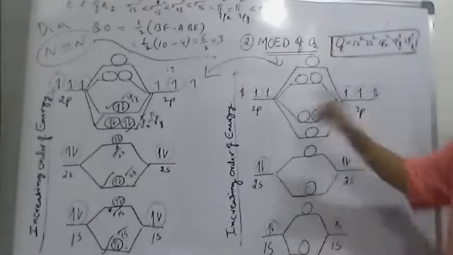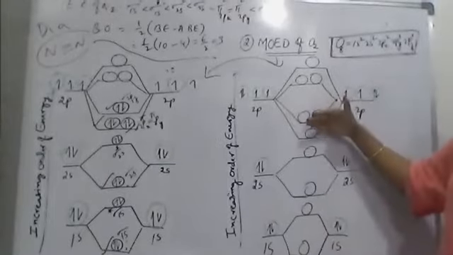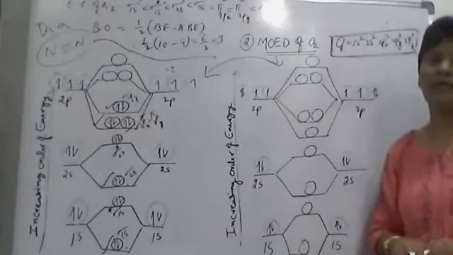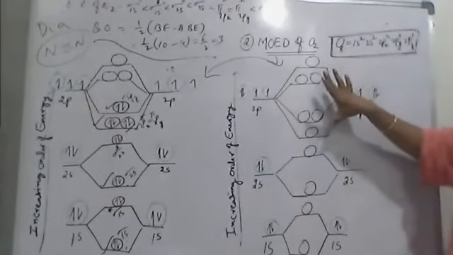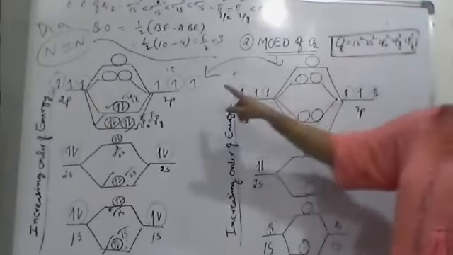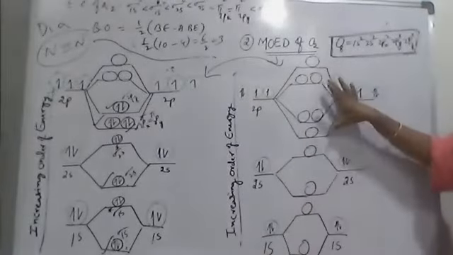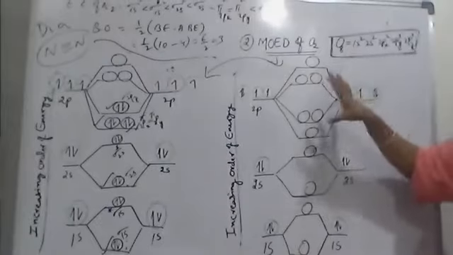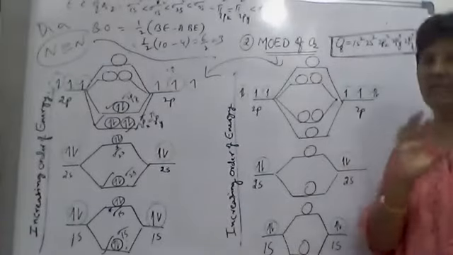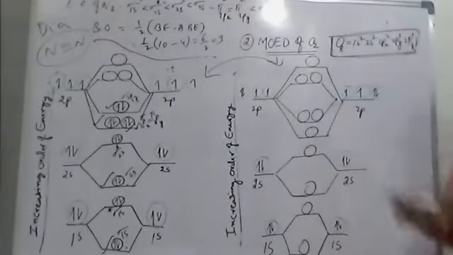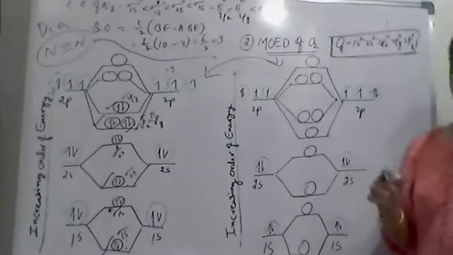So the same is here also. 3 plus 3, 6. 3 low energy bonding molecular orbitals, 3 high energy antibonding molecular orbitals. Please note this point here: at the p orbitals, the arrangement of 2pz and 2px, 2py will be different. The remaining rules are all the same. Now we have to fill the electrons.